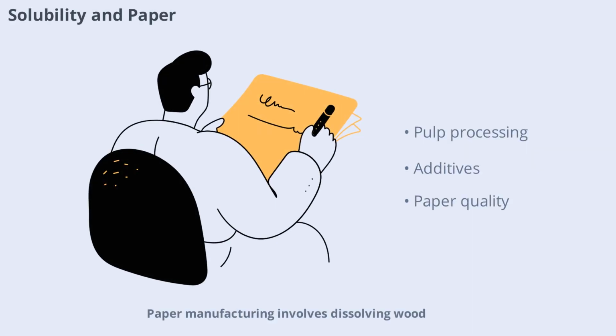Paper manufacturing involves dissolving wood pulp and chemicals to create smooth, strong sheets. The solubility of additives affects paper quality, printability, and durability. Understanding solubility helps produce high-quality paper products.